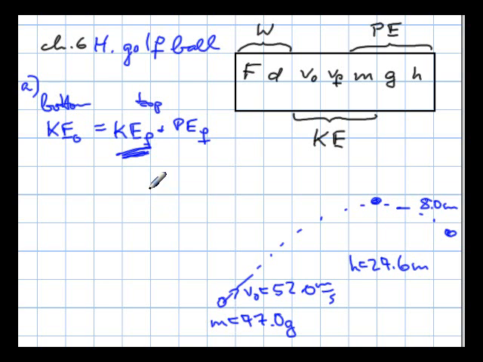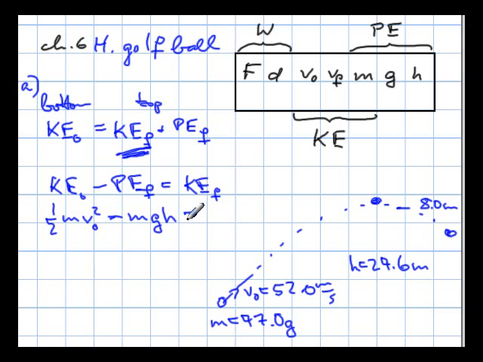I'm not going to write that part as 1/2 mv squared, because we're supposed to figure out the whole thing, the kinetic energy. So I'm going to say that kinetic energy at the bottom minus the potential energy at the top equals that kinetic energy. And so this one is going to be 1/2 m v0 squared minus mass times gravity times height equals the kinetic energy at the top.